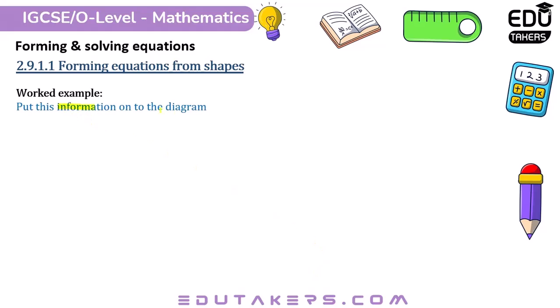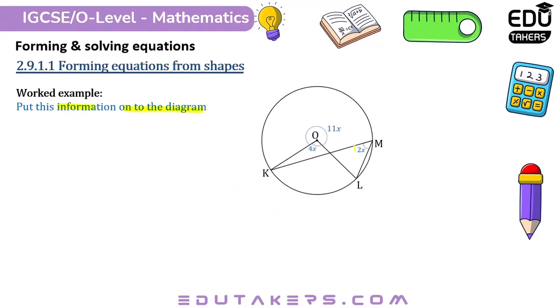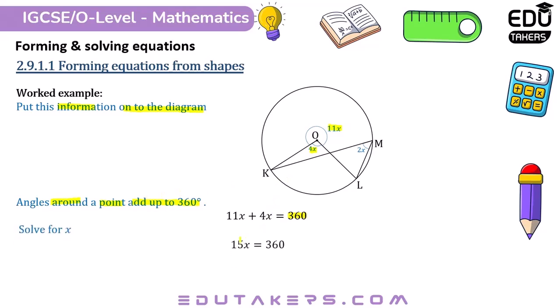Put this information onto the diagram. This angle is 2x, this angle is 4x, and the remaining angle at the center is 11x. Angles around a point add up to 360 degrees. So 11x plus 4x equals 360 degrees. Now solve for x. 15x equals 360, x equals 360 over 15, and x is equal to 24.